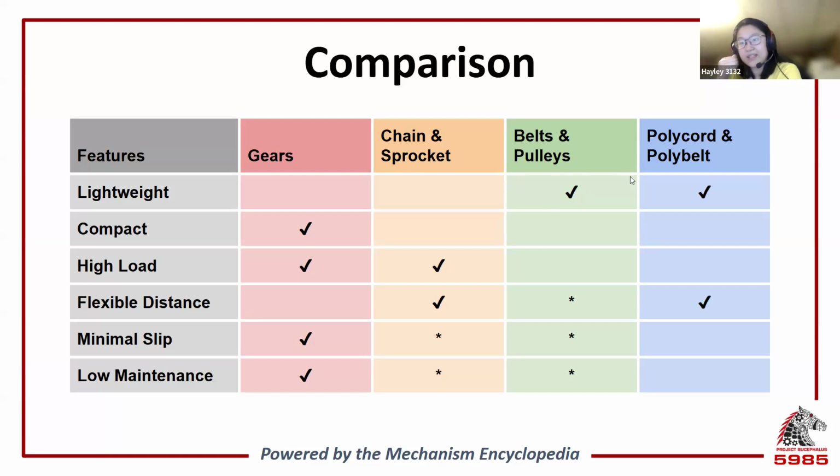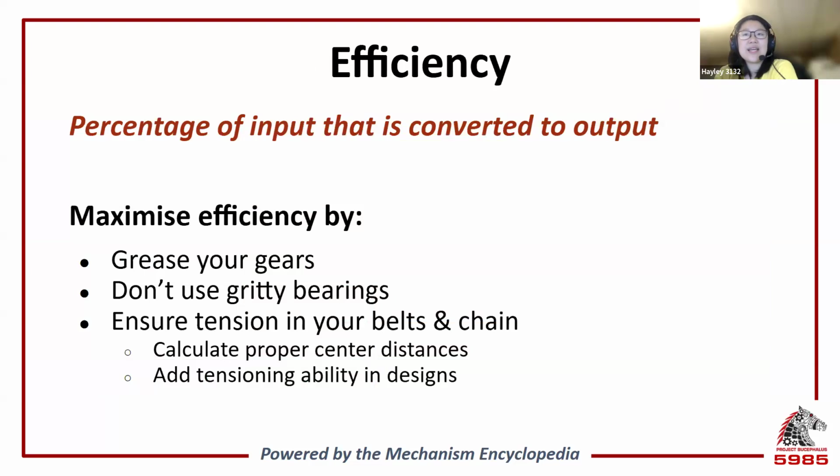So now that we've compared each of these power transmission types, there are some things that we need to talk about to just keep in mind when implementing them into our designs. The first thing is efficiency, which is defined as the percentage of input power that is then converted into output power. Maximizing this is crucial for optimizing your robot performance. So to maximize this, you have to minimize your inefficiencies or losses in the system. One of the biggest causes for inefficiency is increased friction and resistance.